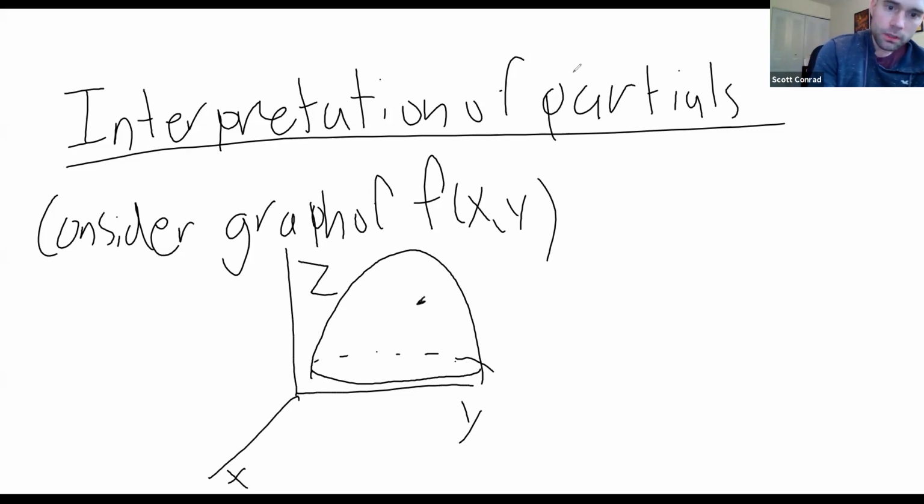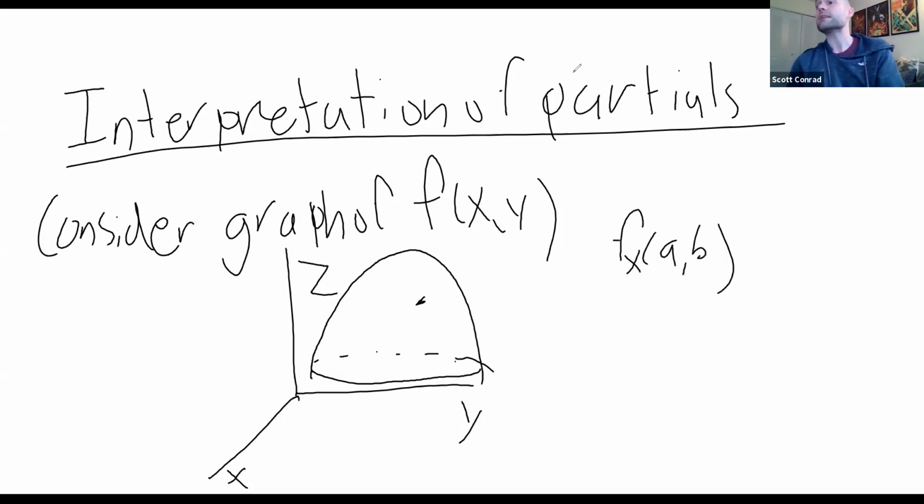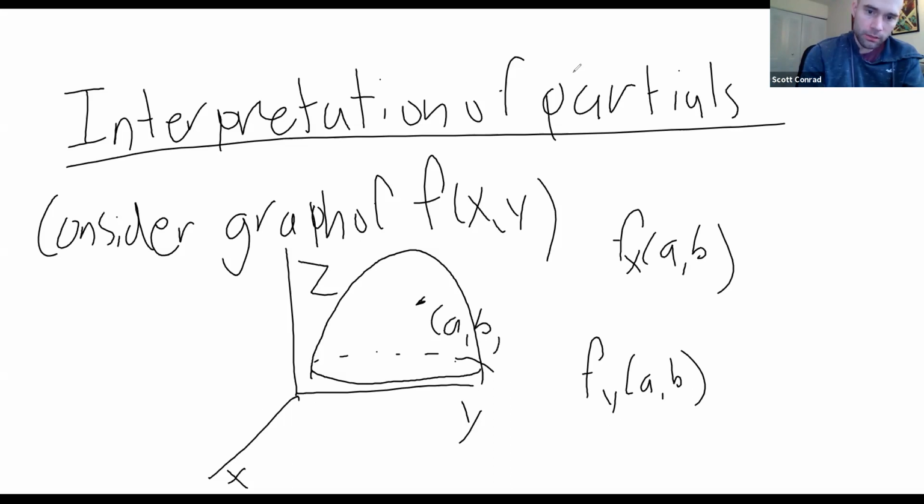Let's pick, suppose we want to look at what the partial with respect to x at some point a, b is, and the partial with respect to y at the same point a, b. So let's look at the point on the graph where x is a and y is b. So that's going to be the point a, b, and the graph is z equals f of x y. So z is going to be f of a, b. So that's our point.